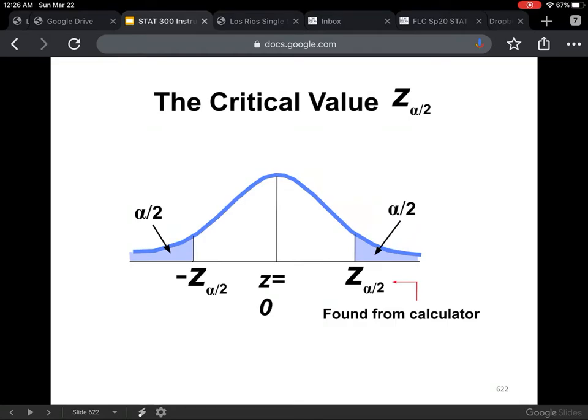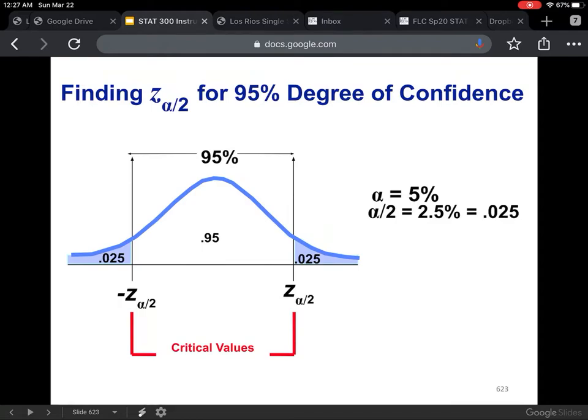We can find this on our calculator by using inverse norm, right? Whatever our confidence level is, we would have that be the middle portion, and then those alpha over 2 portions you would use to figure out what the critical value is. What's that z-score that separates likely from unlikely values? And here's an example. Finding z sub alpha over 2 for a 95% degree of confidence means that there's a 95% chance that the values are between negative z sub alpha over 2 and positive z sub alpha over 2, which means there's only 0.025 in the tails.